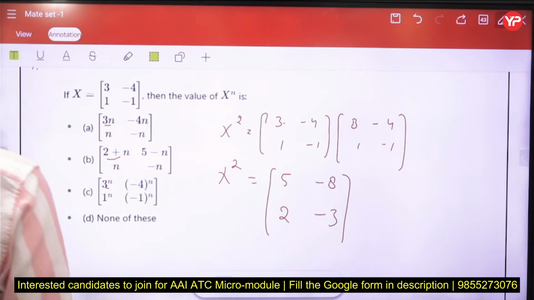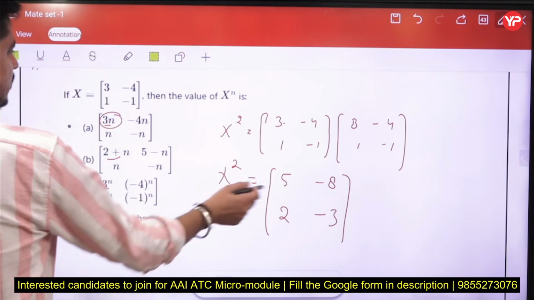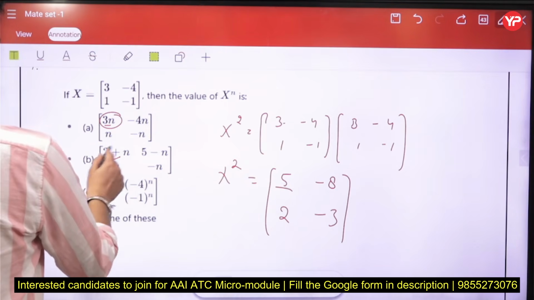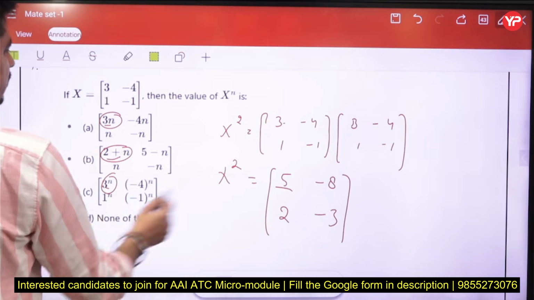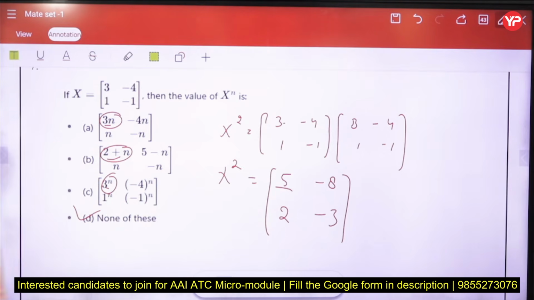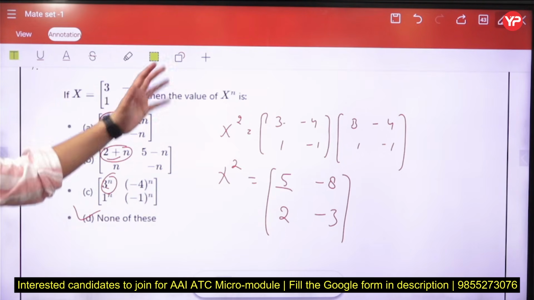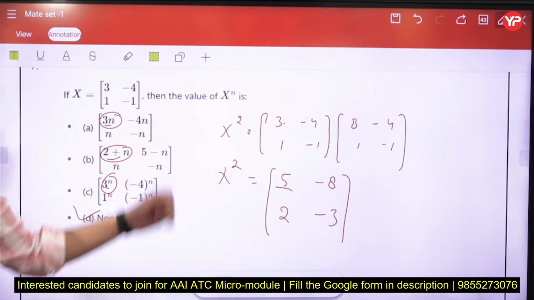So which one is the correct answer here? There is no correct answer in this one, right? For n equals 2, when you replace n with 2 in any one of these three matrices, we can find that none satisfies this condition, because this becomes how much? 6. We need 5 here. And we replace 2 here, this becomes 4, we need 5. This becomes 9, we need 5. So what will be the answer? Answer will be D. So you can eliminate the options for such types of questions, right?